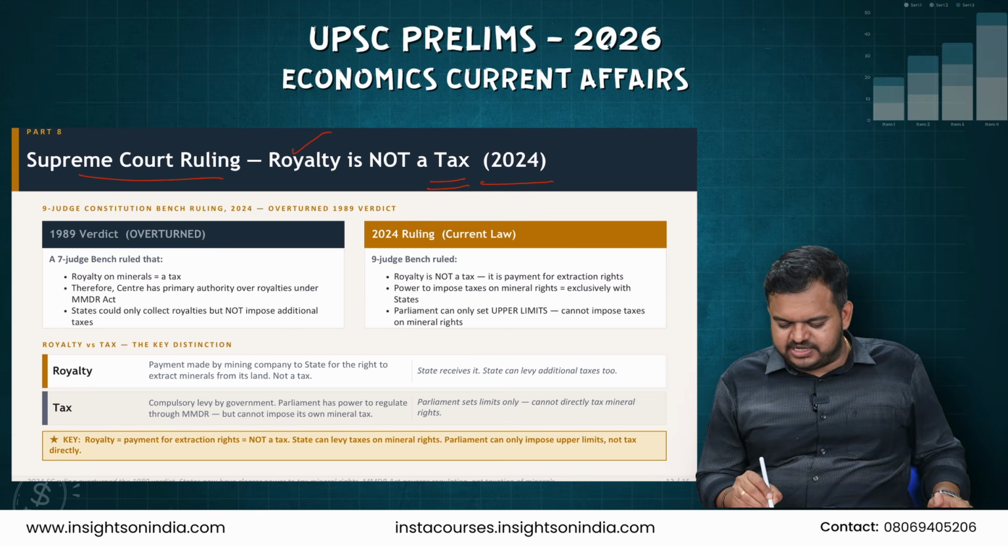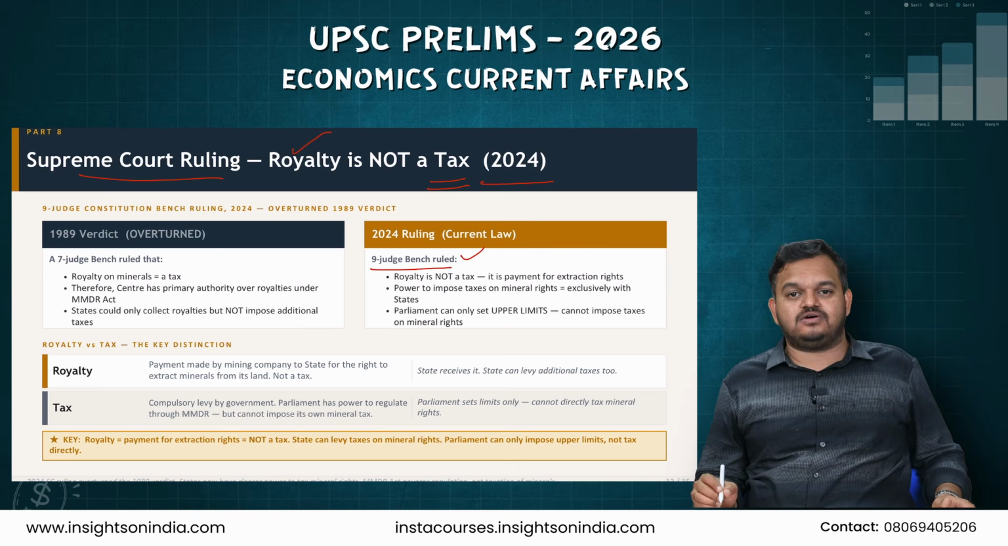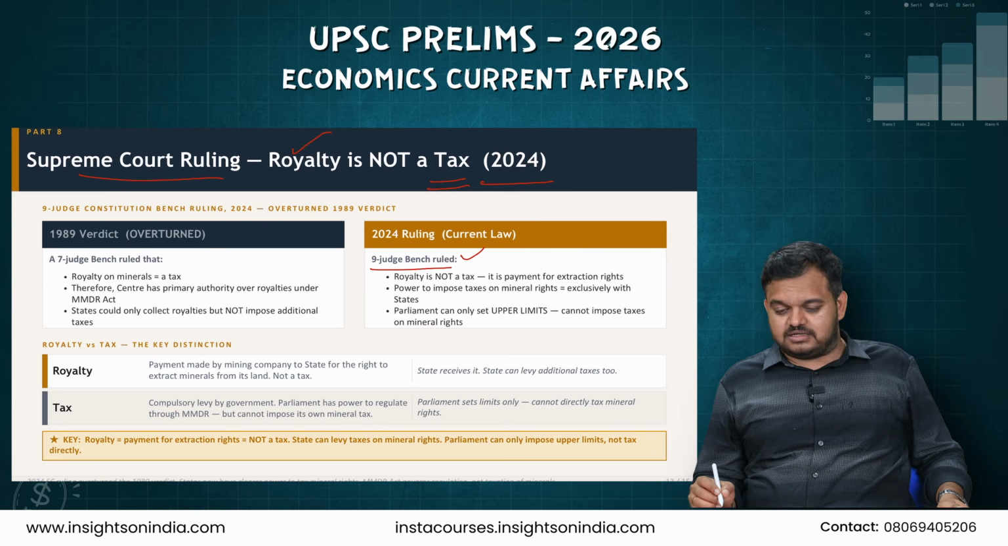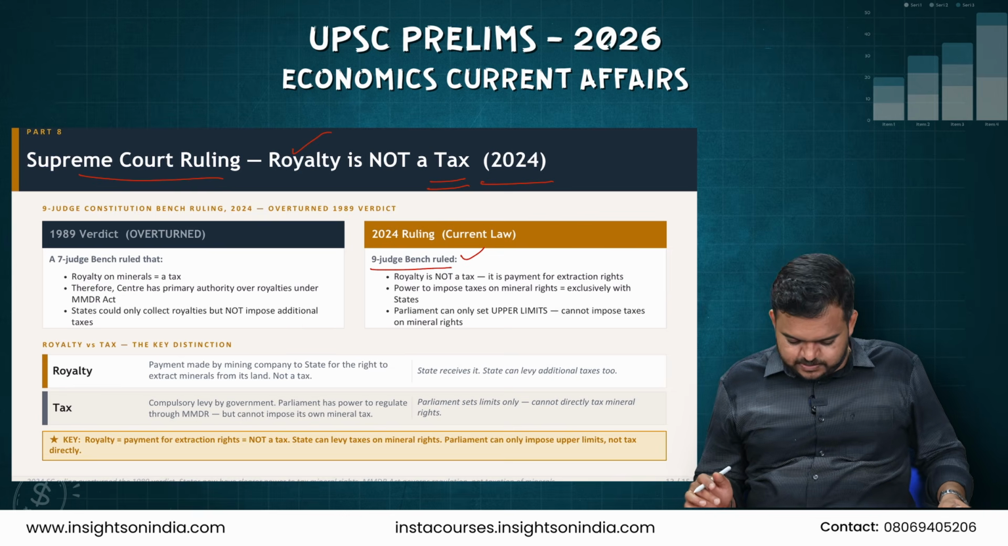That's the importance of this. And it is a 9-judge bench that ruled this judgment. Constitutional bench, 9-judge bench ruled this judgment. That is why it can be an important judgment for you.